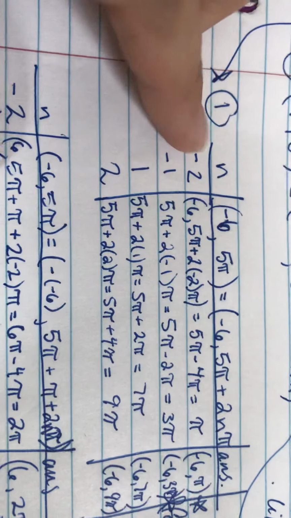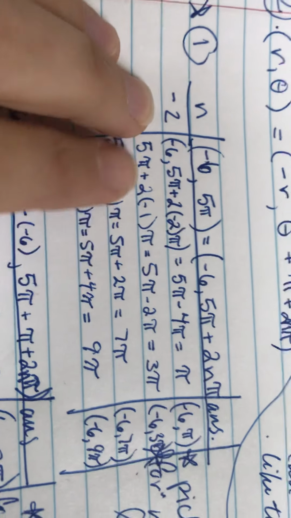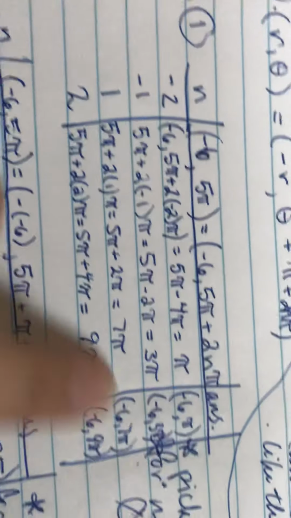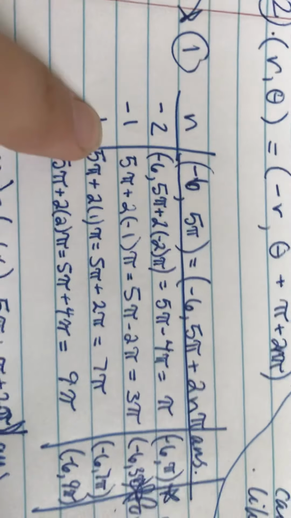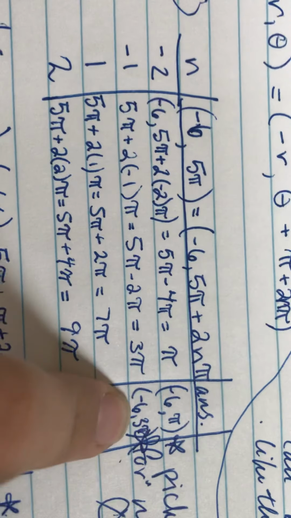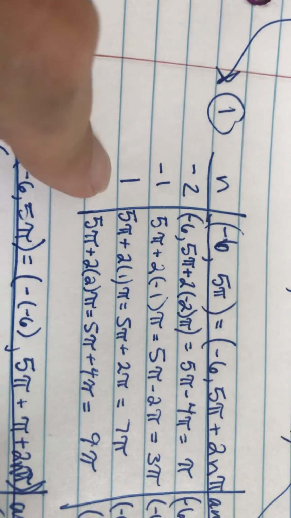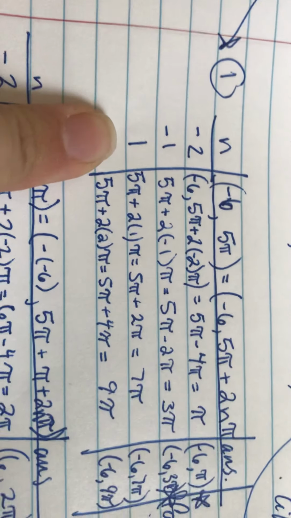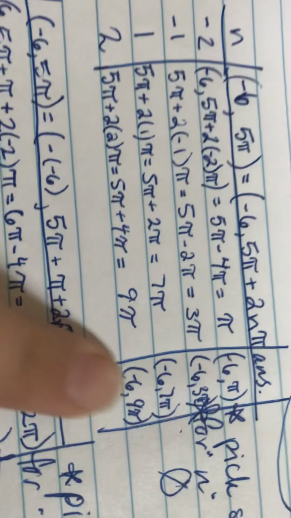I picked -2, -1, 1, and 2 because they're just the easiest. For -2 as n, I received (-6, π) for my answer. For -1 as n, I received (-6, 3π), if you can see it. When I plugged in 1 for n, we got (-6, 7π). And when I plugged in 2 for n, I got (-6, 9π).